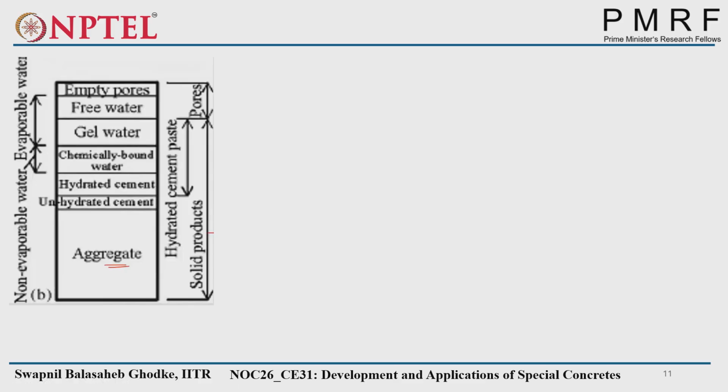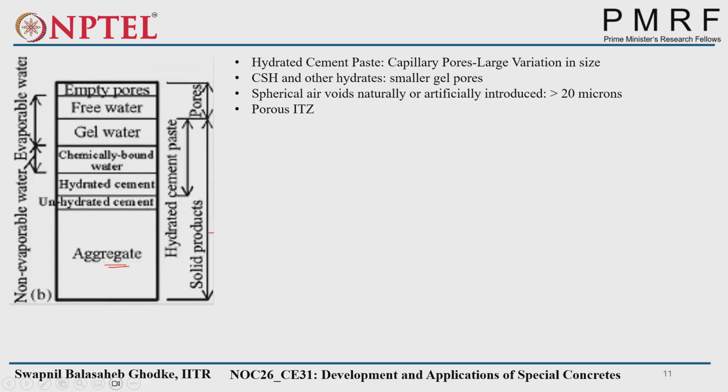And evaporable water is gel water and free water. That can evaporate and create more pores along with the empty pores. So you see, hydrated cement paste generally has capillary pores. Whatever you said may not be exactly capillary, but in a similar range of sizes. Because capillary pores are most often observed in the hydrated cement paste, after the CSH formation, where the connected pores are called capillary pores. That has a large variation in size.